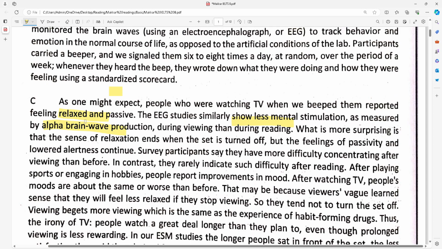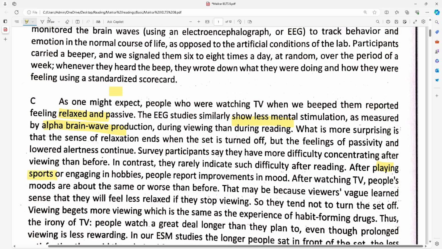As measured by alpha brainwave production during viewing than reading. What is more surprising is that the sense of relaxation ends when the set is turned off, but the feeling of passivity and lowered alertness continue. Survey participants say that they have difficulty in controlling the viewing.